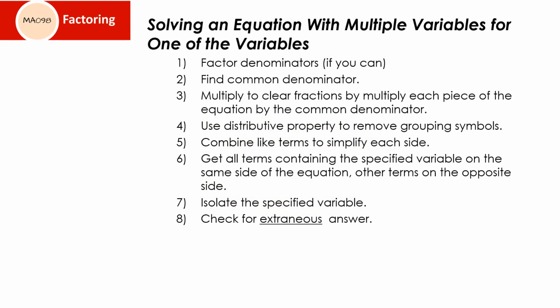Solving an equation with multiple variables for one of the variables. First, you have to factor all of the denominators, if you can. Find a common denominator. Multiply to clear the fractions by multiplying each piece of the equation by the common denominator. Use the distributive property to remove grouping symbols. Combine like terms to simplify each side. Get all the terms containing the specific variable on the same side of the equation and everything else on the other side. Basically, we're starting algebra here. Then isolate the specified variable and then check for extraneous answers. No problem, right?